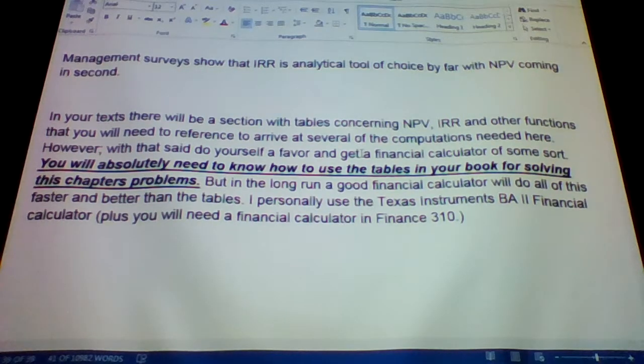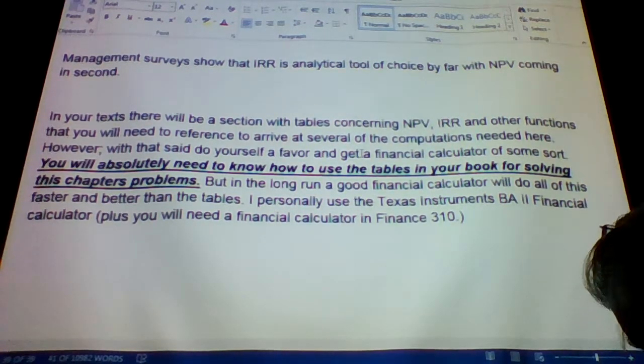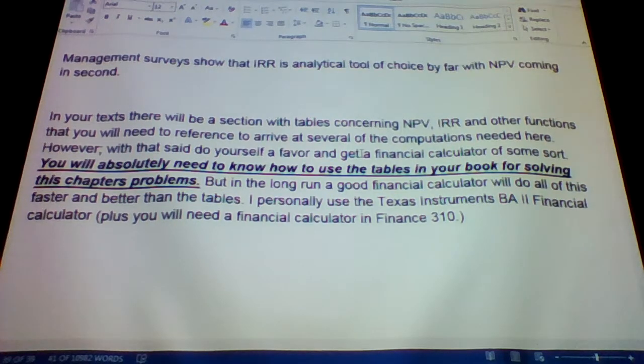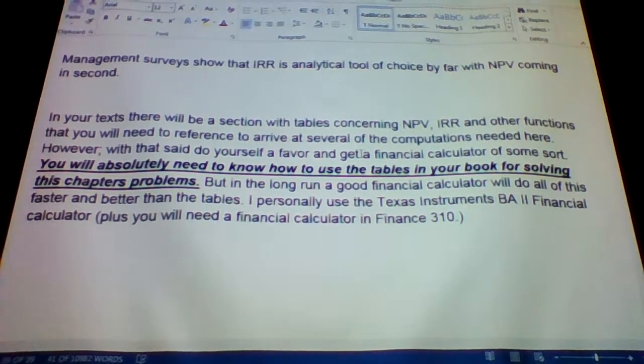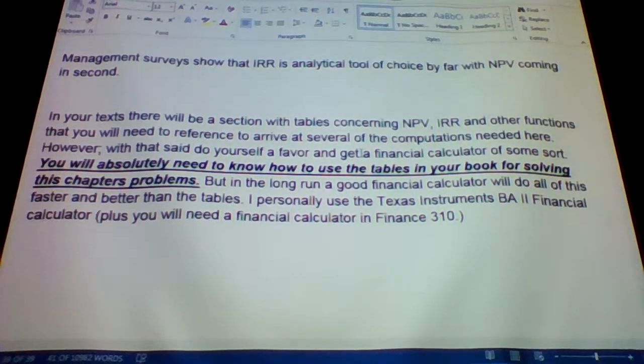I was asked by the instructor who primarily teaches, or who used to primarily teach, AC 201, what the biggest thing he would recommend to his students finishing up AC 201 and getting ready to go into Finance 310. And I told him without hesitation, because I took Finance 310 right after I took 201, that by far, a financial calculator will do more for you.